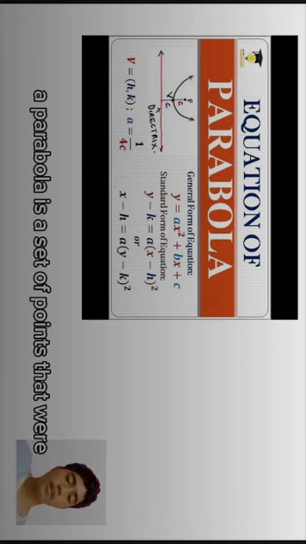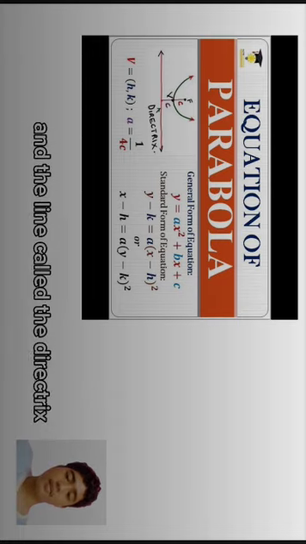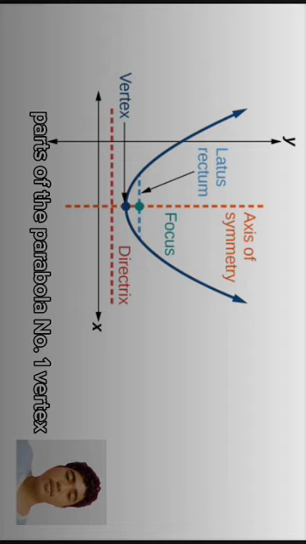Another way to think of it, a parabola is a set of points that are the same distance from a special point called the focus and a line called the directrix.